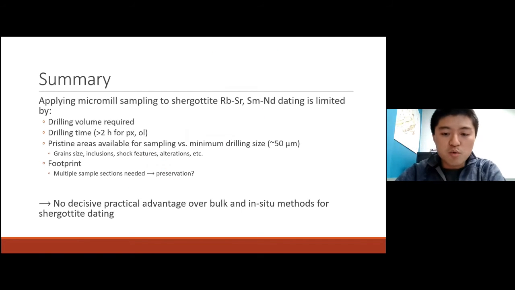So in summary, we conclude that micromill sampling of shergottites for rubidium strontium and samarium neodymium age dating is limited by the required volume, time, the scale of pristine areas available for sampling, and the resulting footprint. Based on these factors, we find that micromilling has no decisive practical advantage over bulk or in-situ methods for shergottite dating. Thank you. I'm happy to take any questions.